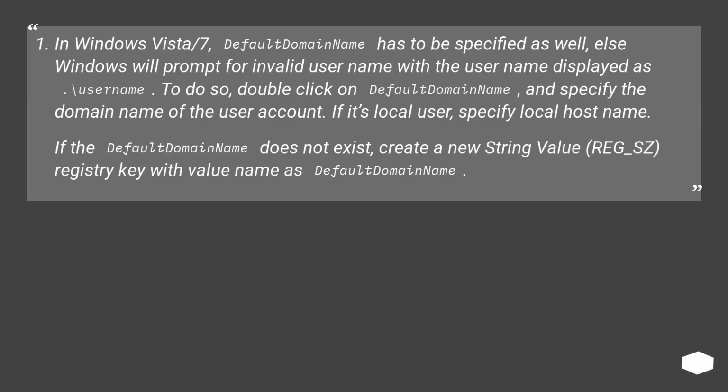In Windows Vista/7, DefaultDomainName has to be specified as well, else Windows will prompt for an invalid username, with the username displayed as .\username. To do so, double-click on DefaultDomainName, and specify the domain name of the user account. If it's a local user, specify the local host name. If the DefaultDomainName does not exist, create a new string value, REG_SZ, registry key with value name as DefaultDomainName.